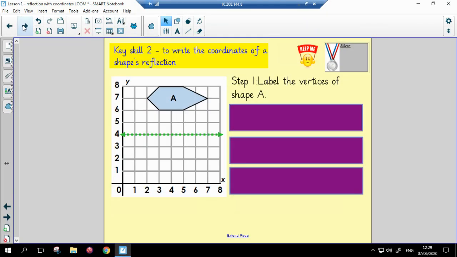Okay, again, I've got a shape that I need to reflect and find the coordinates. So I've put the steps to success here to help us to do this. So step 1 is to label the vertices. I can do that. Let's start here with A, B, C, D, E, and F.